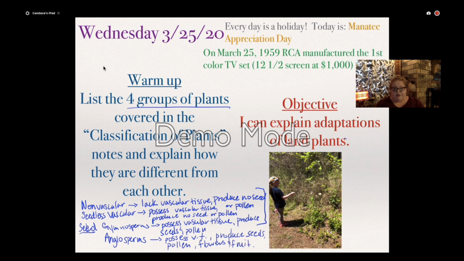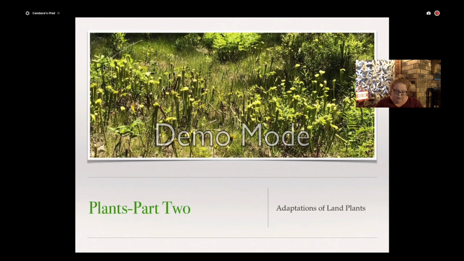All right, so we'll get into this a little bit more today when we talk about our adaptations. When we talk about the adaptations of land plants, just know that not all land plants have these adaptations, but many of them do. As we go through them, I'll try and point out to you which of these groups have the adaptation that we're talking about. All right, so again, we're looking at land plants. I'll talk a little bit more about what that means.